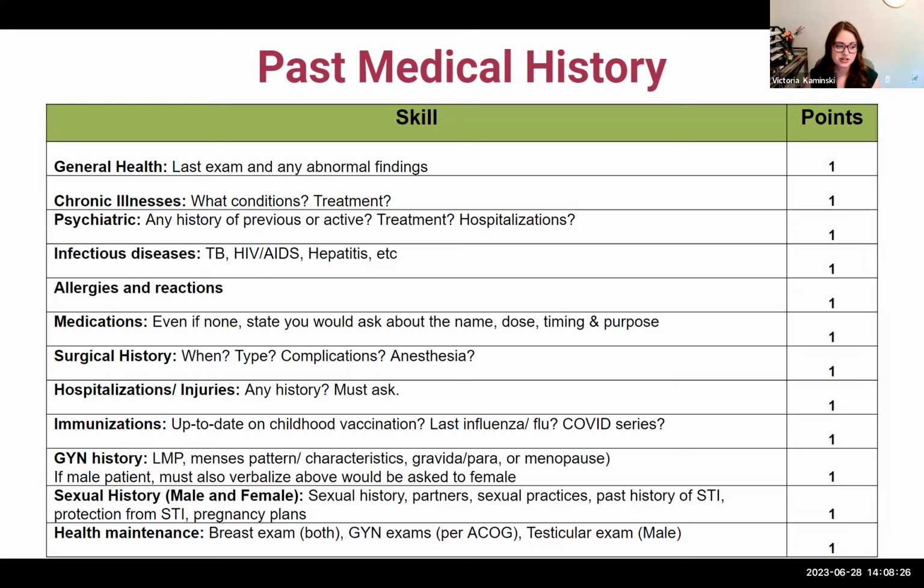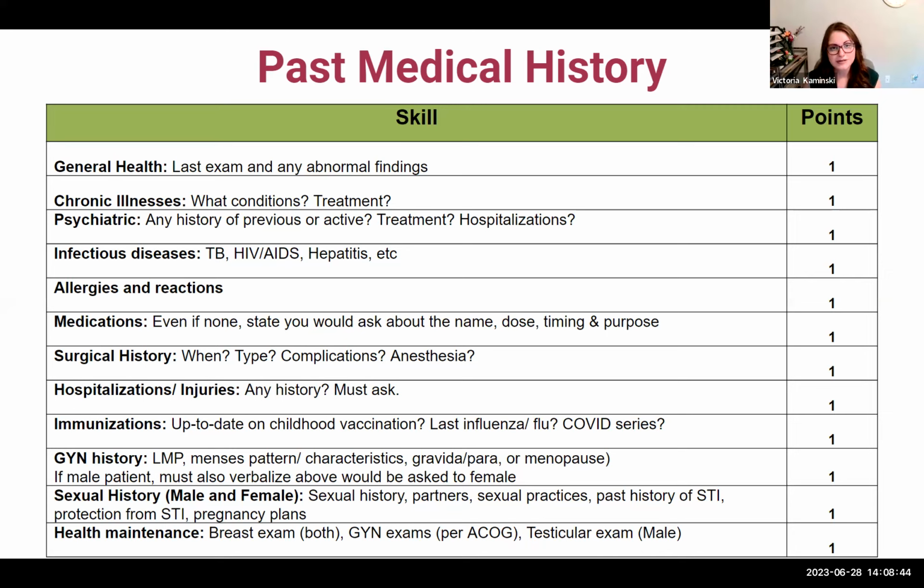Medications, even if the patient states none, you would turn and state, I would ask them about the medication, the name of the medication, dose, timing, and the purpose. Surgical history, when, what type, what complications, if any, and any anesthesia. Hospitalizations and injuries, again, you're going to ask about that.